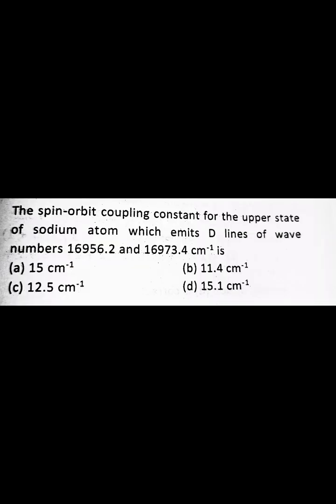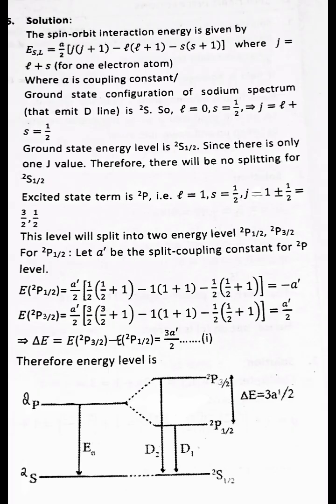The next question is, the spin orbit coupling constant for the upper state of the sodium atom which emits D lines of the wave number 16956.2 and 16973.4 centimeter inverse is dash. For sodium, the ground state is 2S and the excited state is 2P. The spin orbit interaction energy is E is equal to A by 2 into J into J plus 1 minus L into L plus 1 minus S into S plus 1. Here J is equal to L plus S and A is the coupling constant here.